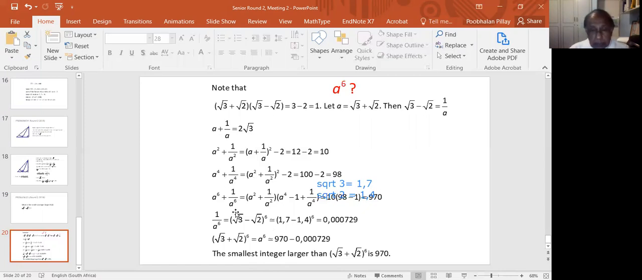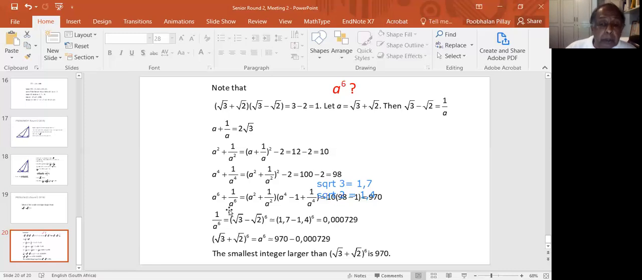Now what is a to the 6th plus 1 over a to the 6th? Well, it looks as if you have to multiply these two things to get this, but it's not quite right. On the one side you've got 10, and on the other side you've got 98, and I'm multiplying these two. So 98 times 10 is 980, and that is equal to the product of these two.